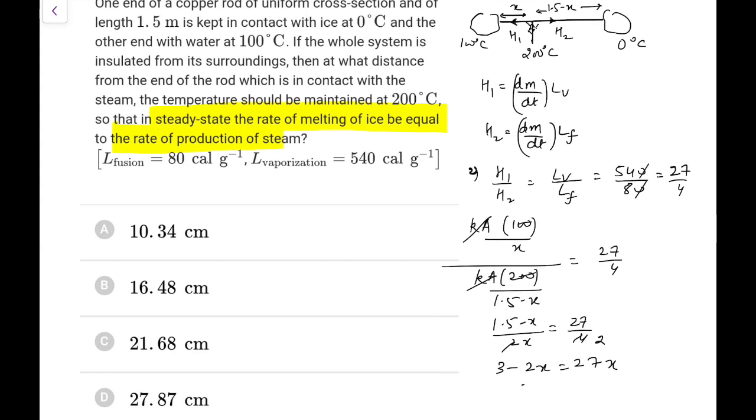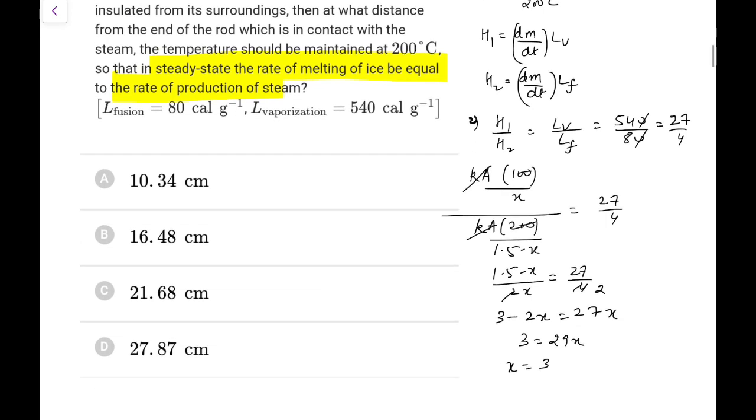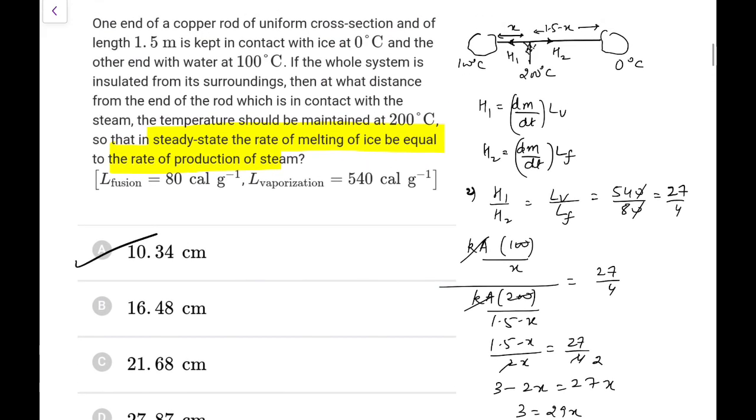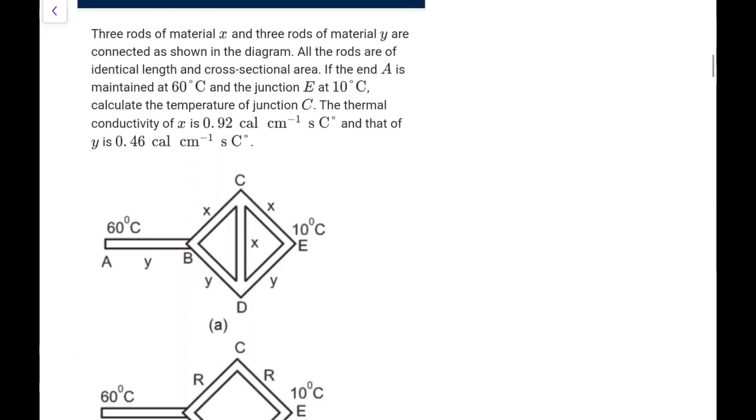So if we do this, 3 is equal to 29x, so x is 3 by 29 meters. So in centimeters it would be 300 by 29 centimeters, so it would be 10 point something, I suppose. So the first option is the only one that you should go for. So again, it's a good question. Next one.